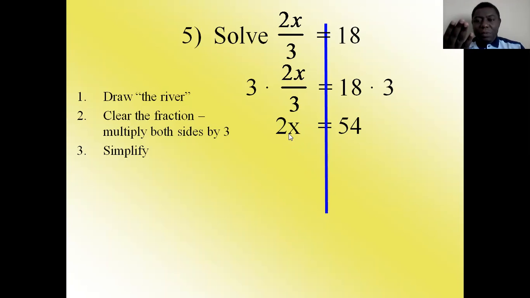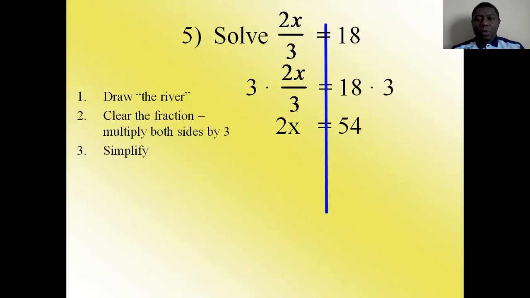The opposite of multiplication is division, right? The opposite of multiplication is division. So we are going to divide by 2, okay? And remember the golden rule, both sides of the equation always need to be balanced.